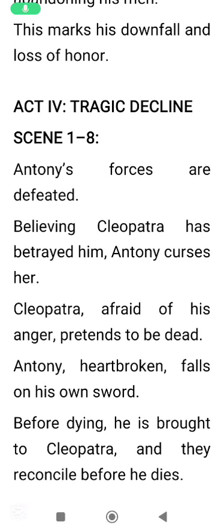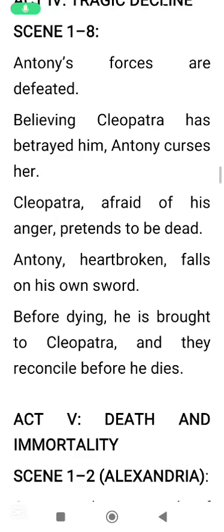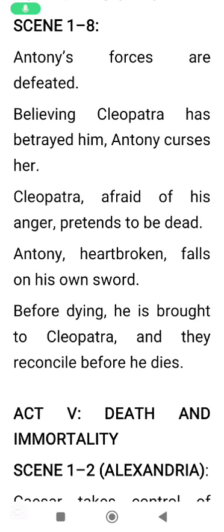Then after that, we have scene 1 to 8, that's Act 4. Antony's forces are defeated because Antony has also retreated to follow love. Then he believes Cleopatra has betrayed him. Antony curses her.